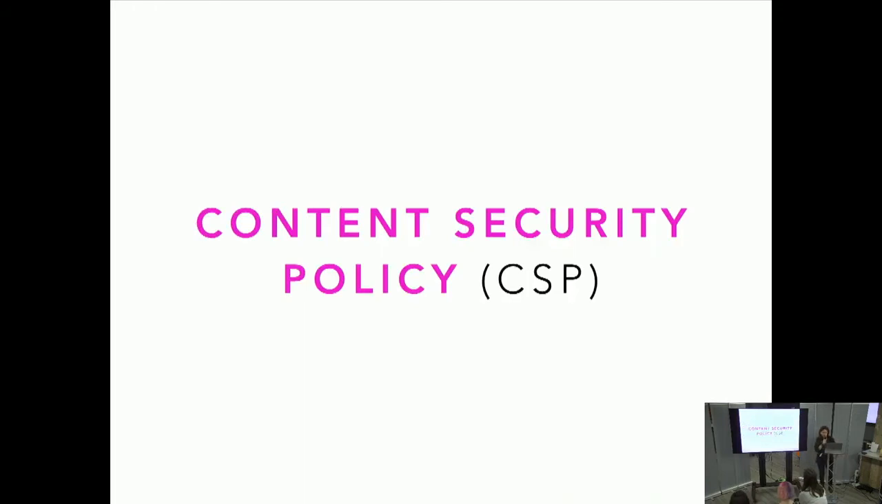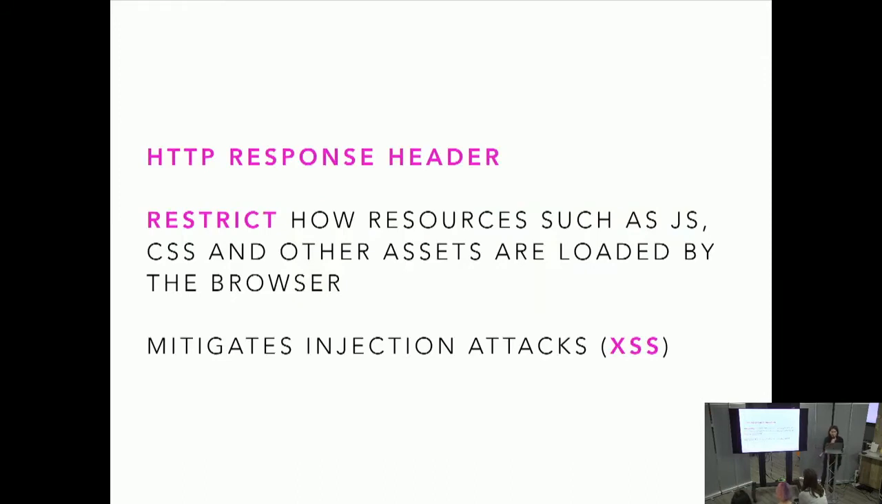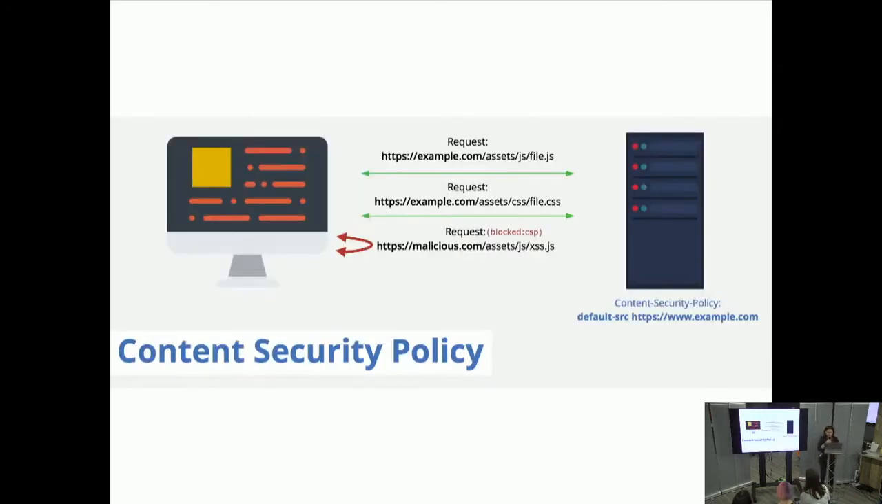Cool. So for those who are not familiar, the CSP is an HTTP response header, and it will restrict how resources such as JavaScript, CSS, and all the other assets that you have on your website are loaded by the browser. And it will mitigate injection attacks, including cross-site scripting. So basically, you will have a whitelist of all the assets that you will allow on the page, and if you have something like malicious.com, which is not in your example.com, it won't be loaded by the browser.